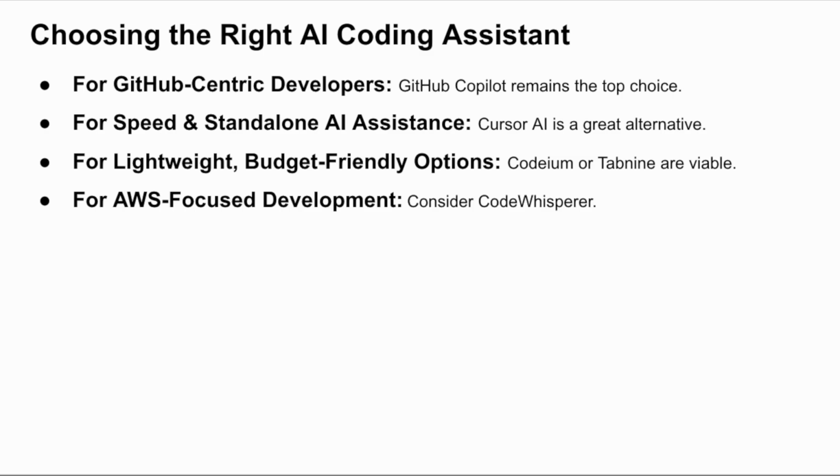To conclude, our recommendation is based on the developer's needs. If you are working extensively with GitHub, Copilot is the best choice. However, if you are looking for a fast standalone AI coding tool, Cursor AI is an excellent alternative. Developers on a budget may prefer Codium or Tabnine, while AWS-centric teams might find CodeWhisperer more useful. The best choice ultimately depends on your workflow and priorities.